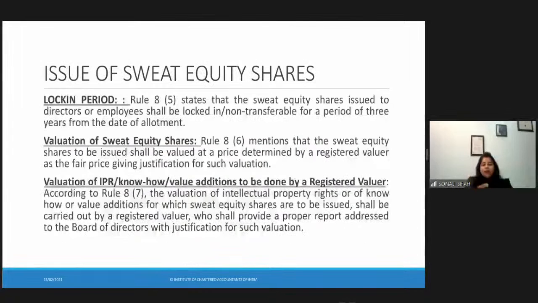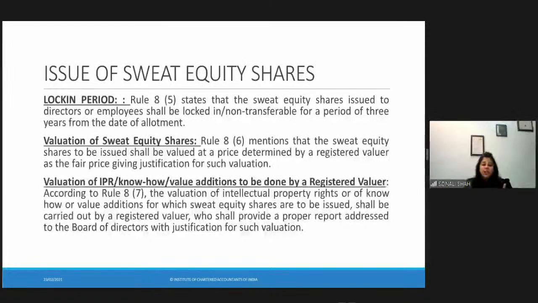Right? Now, whenever the sweat equity shares are issued, they come with a lock-in period. Lock-in period is the period during which the shares stand non-transferable. So the lock-in period for sweat equity shares is 3 years. Now, when the sweat equity shares are allotted, there is a value allotted to them. So how will you determine the price? So that price of the share is determined by a registered valuer who provides the justification for such valuation.